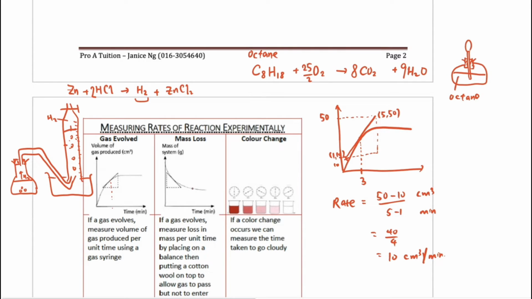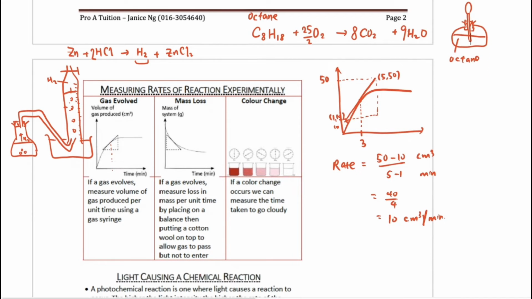So that works also. So if a gas evolves, measure loss in mass per unit time by placing on a balance, then putting a cotton wool on top to allow gas to pass but not to enter. So that means if you see the reaction involve the production of gas, what they say is putting a cotton wool on top to allow gas to pass but not to enter. Basically, they are trying to say you don't let the CO2 come back down here. So you let it go away.